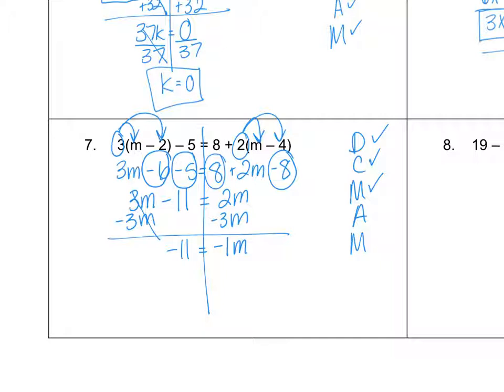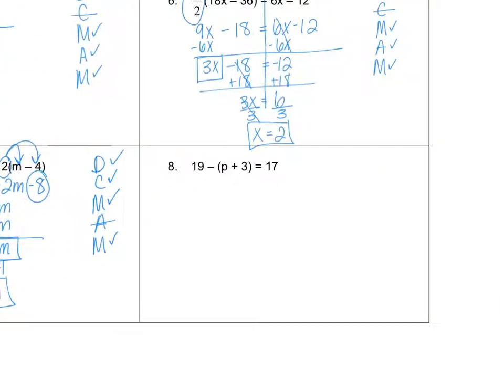And from here I have my single term variable. Okay, so I'm going to box that. Do I need to add or subtract to get that box by itself? Nope. Do I need to multiply or divide to get m by itself? Yes, I do. I divide each side by a -1. And now m is equal to 11.